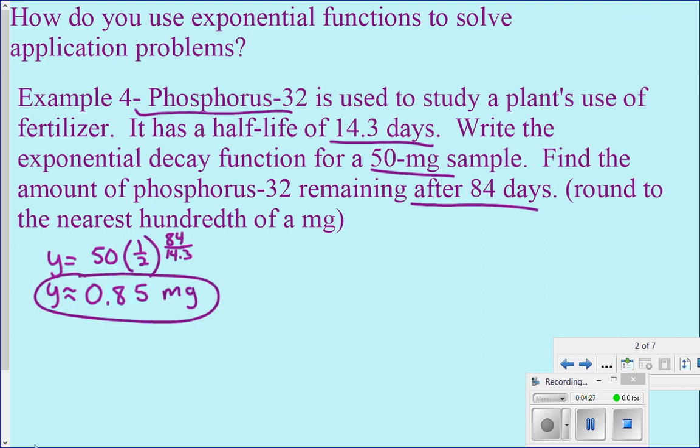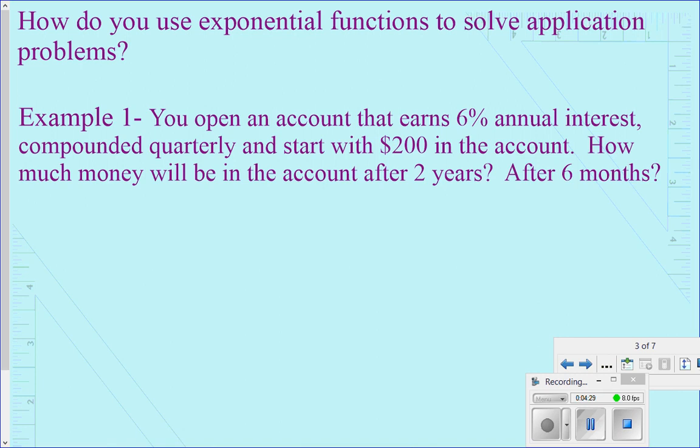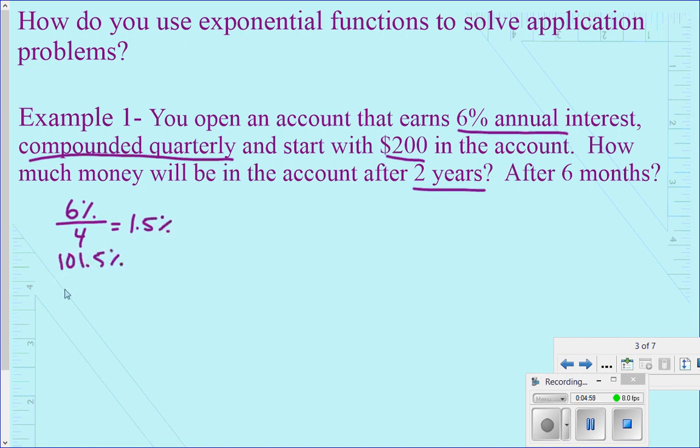Okay. So the rest of today, we're going to take a look at some more compound interest problems. And this one is 6% annual. It's compounded quarterly, and we have $200 to begin with, and I want to know how much is in the account after 2 years. So this should look familiar because we already did this in the warm-up. So we took the 6%, we divided it by 4, we got 1.5%, we added that to 100, and we changed to a multiplier, so 1.015. That is our quarterly multiplier.